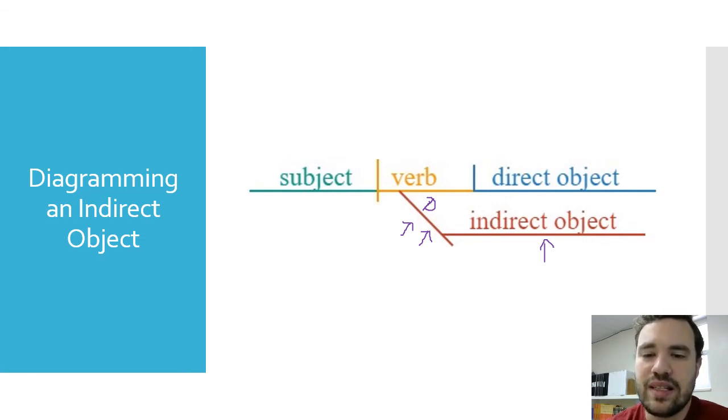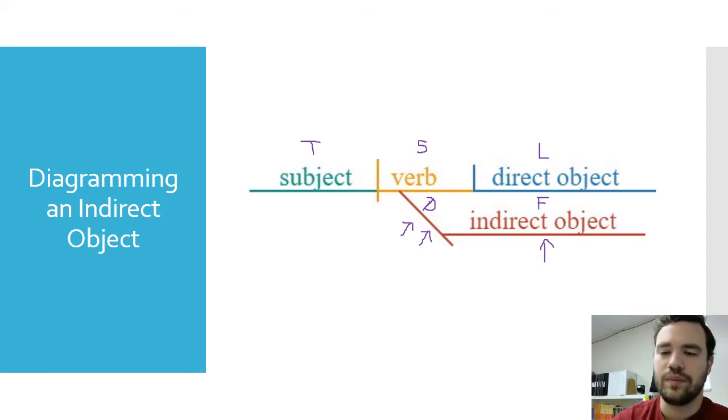So, in the sentence that we looked at, our subject was Tanya, so that would go there. Our verb was sent, so that would go there. Our direct object was a letter. She sent a letter, so that would go there. Then our indirect object was Fievel, so that would go there.